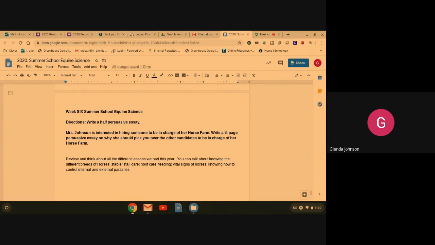You could talk about knowing the different breeds of horses that should be in there, and stall care, hoof care, and why hoof care is really important. That could be just protecting horses' hooves with shoeing and things like that, and knowing that that needs to be done on a regular basis.